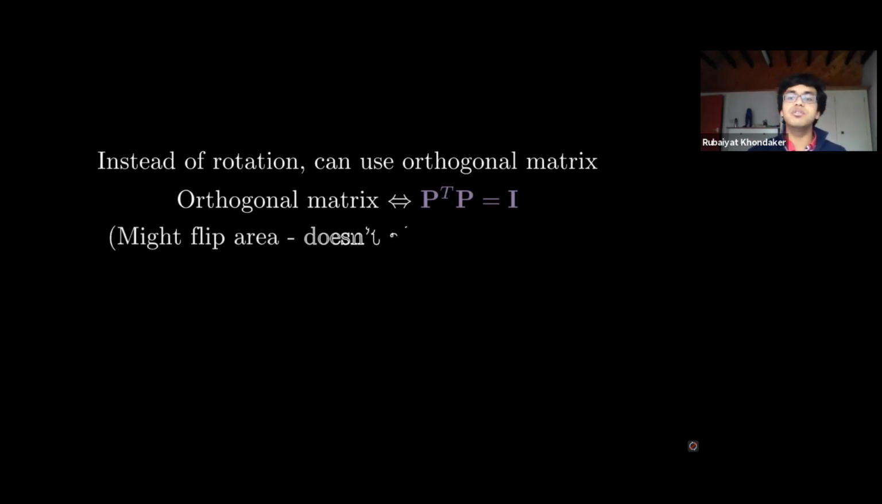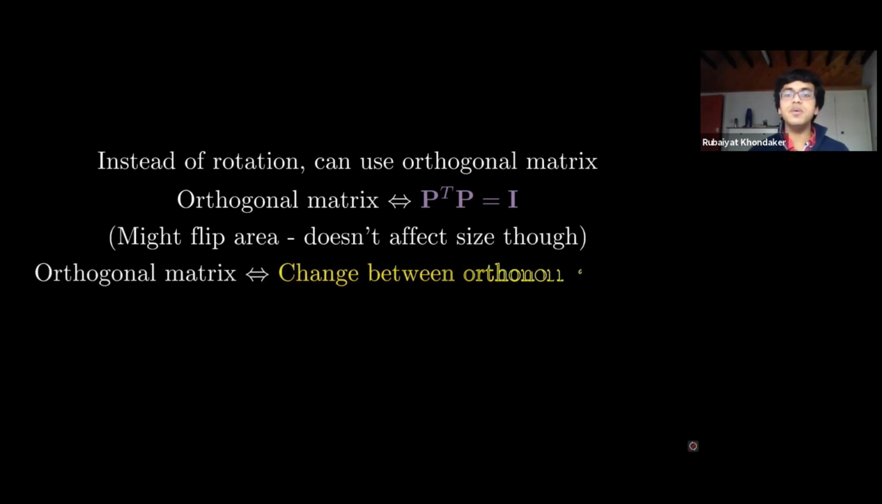And technically, those include reflections as well, which might flip around the area. But that won't affect the size of the area, because we're not interested in the orientation. We're just interested in computing the absolute value. So we don't really have to worry about that. The way we're going to get this orthogonal matrix is by doing a change of basis matrix between two orthonormal bases. If you remember, orthonormal means all the vectors have unit length, and they're all mutually perpendicular to each other.